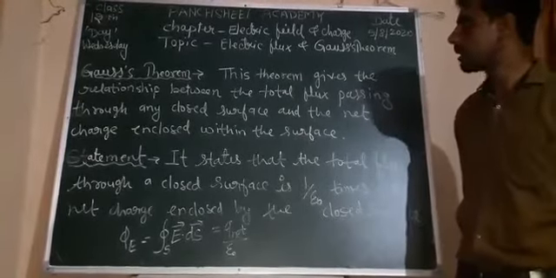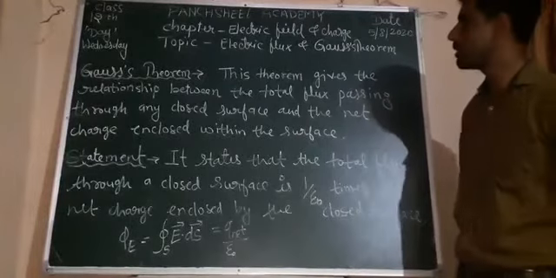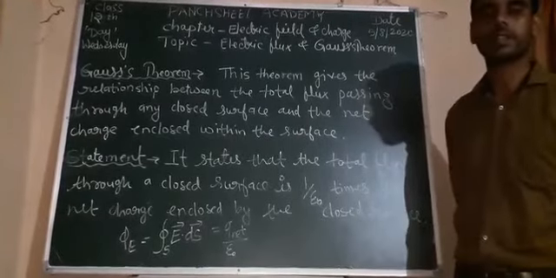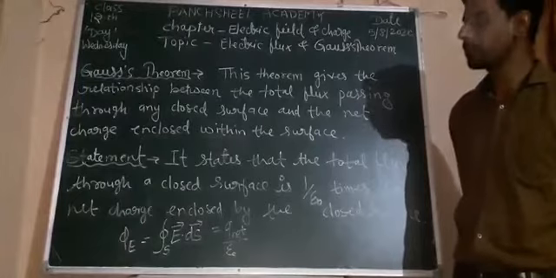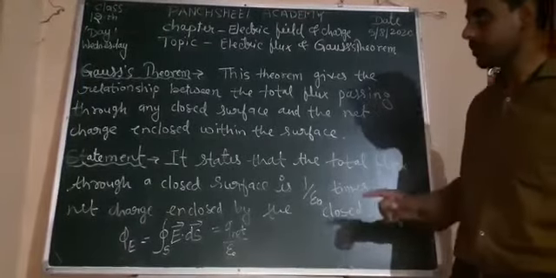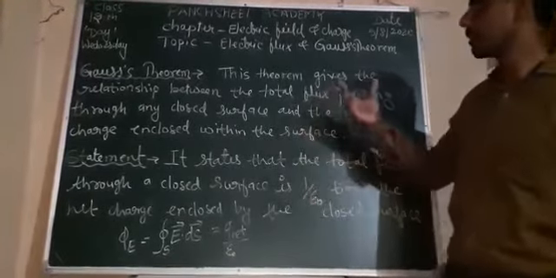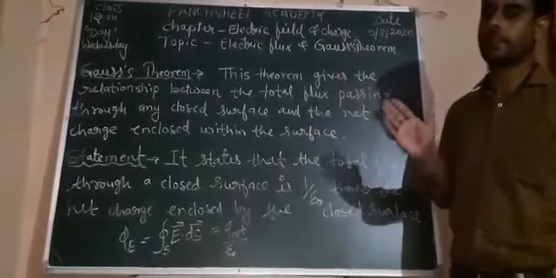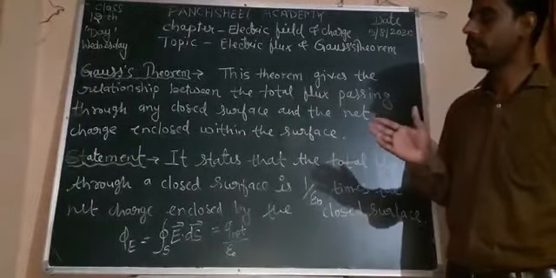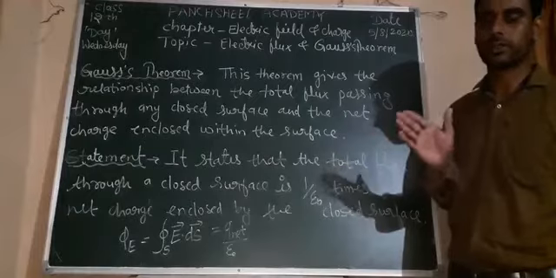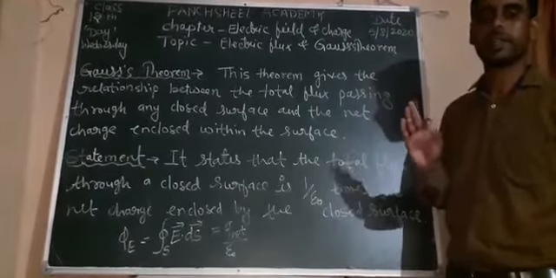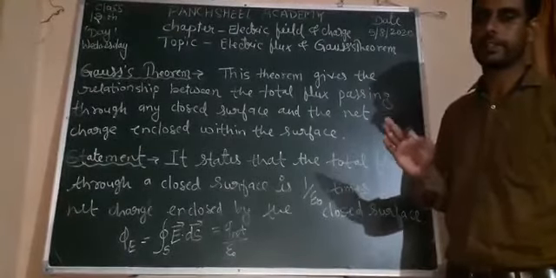And Gauss theorem. What is the statement of Gauss theorem? Please see here. One more thing, electric flux is denoted by phi, and phi E means electric flux. Electric flux is a scalar quantity as we discussed earlier.